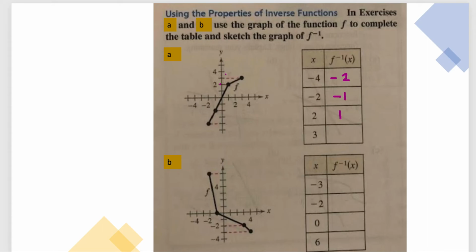And now here is a 3, and we're looking now for the inverse function. 3 is here, the inverse function is 3.